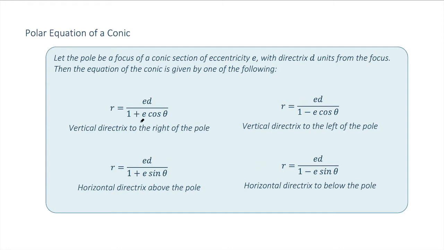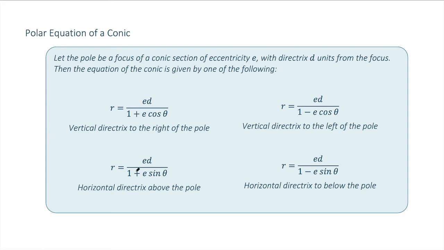These are the four possible forms of the polar equation of a conic. You'll note that they all have the same ED in the numerator. They all have a 1 in the denominator, and then either a plus or minus E times either a sine or a cosine function. And if it's a cosine, then we know that the directrix will be vertical, which means that the conic will look like it has a horizontal orientation. And if it's a sine, that means the directrix will be horizontal and the conic will look vertical in orientation.